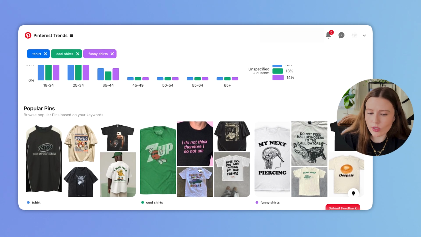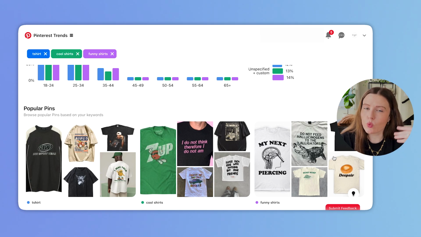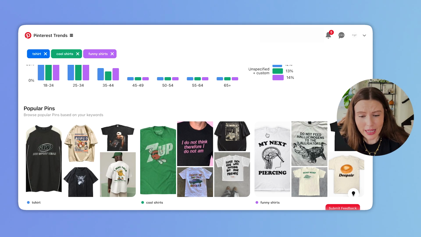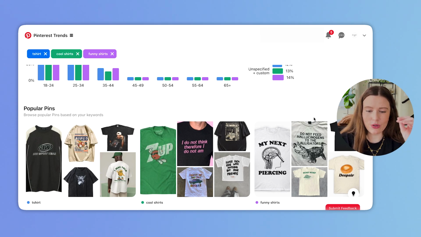You can see with cool t-shirts, we're seeing a range of different things here. And then for funny t-shirts, we're seeing what they mean by that. And it is this kind of potentially aggressive tease when it comes to a lobotomy, do not feed hallucinogens to the alligators, and other potentially inappropriate things. But it's giving an idea of people are looking for this, and this category of funny tees has scaled the most out of the last year.